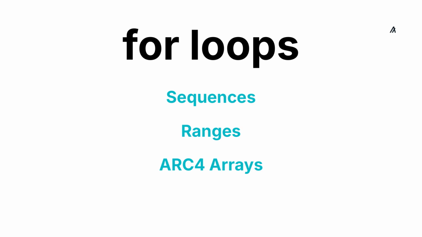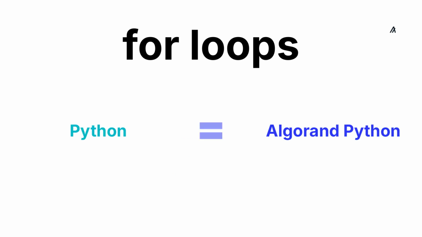For loops in Algorand Python are used to iterate over sequences, ranges, and ARC-4 arrays, and they work the same as native Python. If you're not familiar with how for loops work in native Python, definitely check out online Python tutorials and circle back to this video.